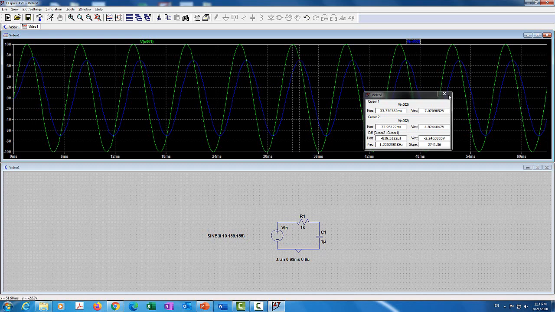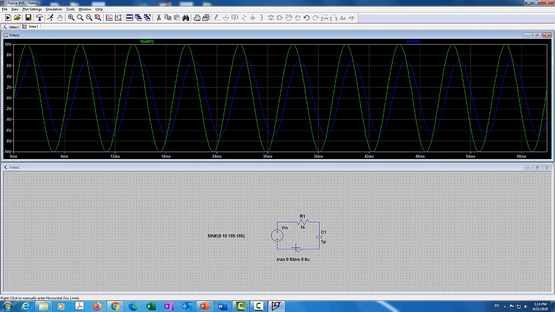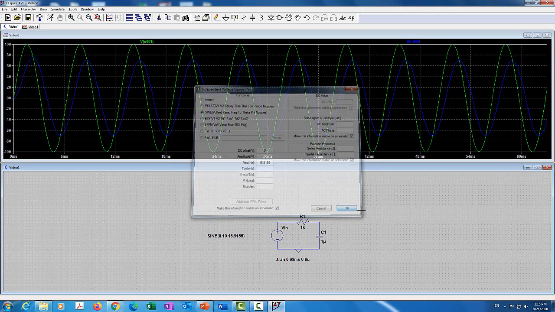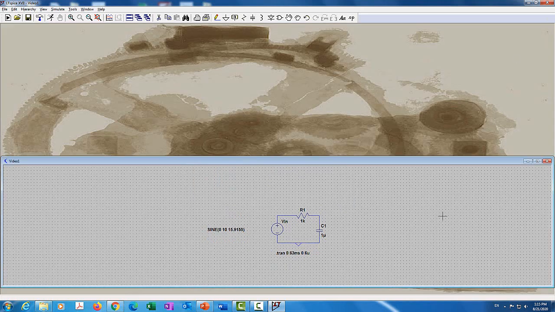Now what I want you to do is apply another frequency. So we know that this is a low pass filter, so let's make the frequency lower. Let's say it's going to be a decade earlier, right? So we know that here we got a gain of 7. I'm going to come over here and change the frequency to 15.9155. So it's a decade earlier, right? The frequency is a decade earlier. It's smaller, and I would expect the gain to be higher.